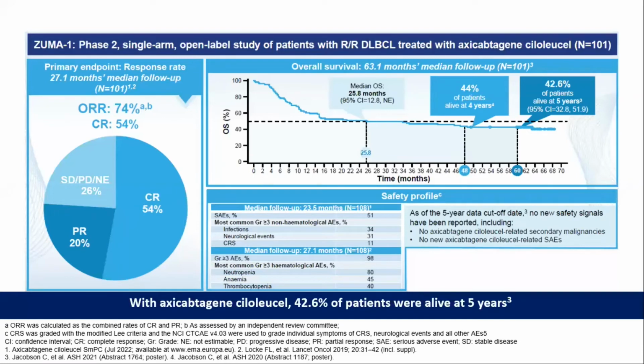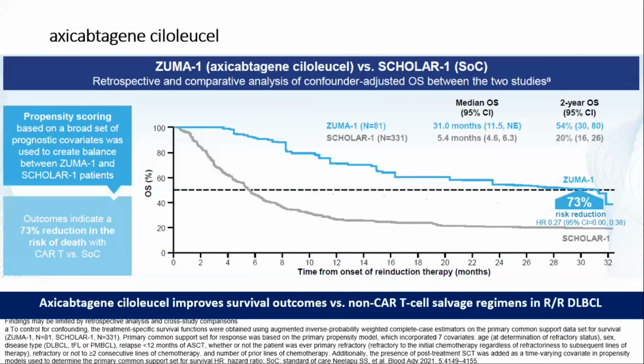I'll just show you a few data. It may not be useful for you, but I'm telling you how much impact it has made. For a person with relapsed refractory lymphoma, the median survival is around 5 to 6 months if they fail 2 to 3 lines of treatment. But with this CAR, 42.6% are alive at 5 years. So that means around half are alive at 5 years. It's a big impact. This is the comparison with the standard of care arm. The standard of care median overall survival is 5.4 months, and here the median overall survival is 31 months, which is pretty impressive.